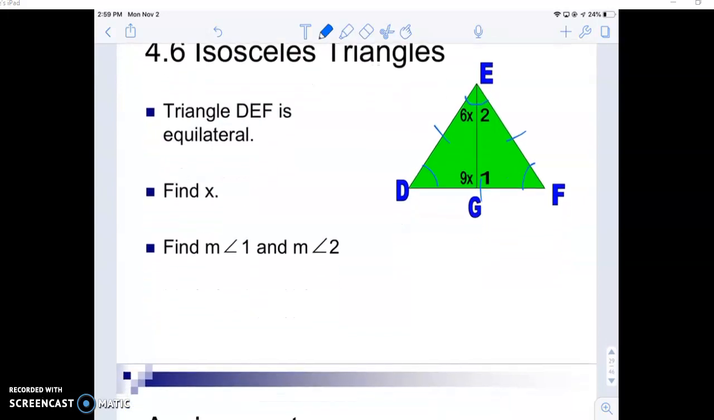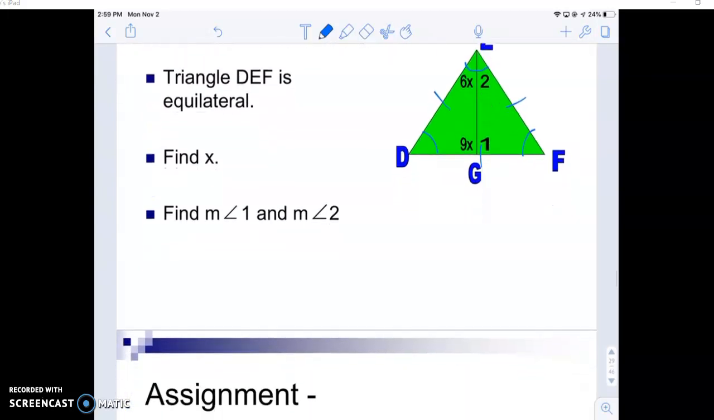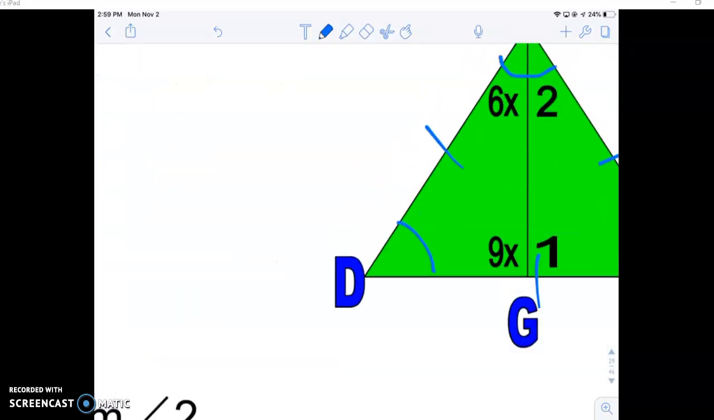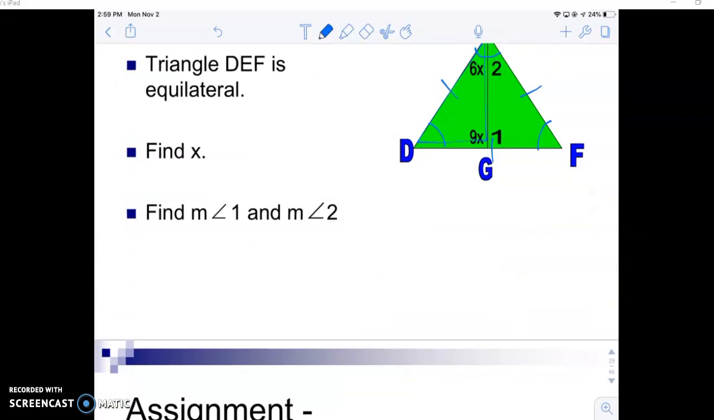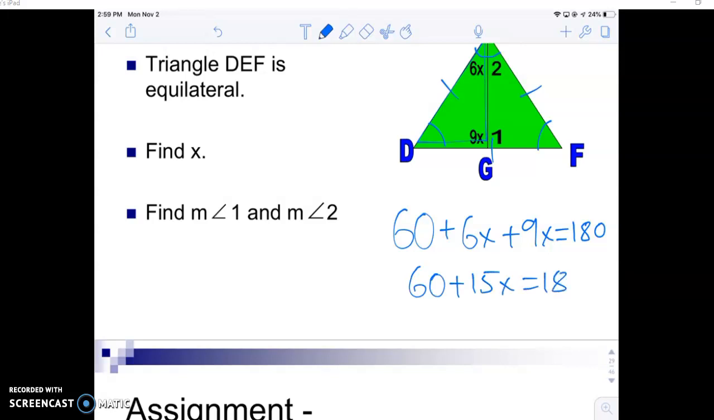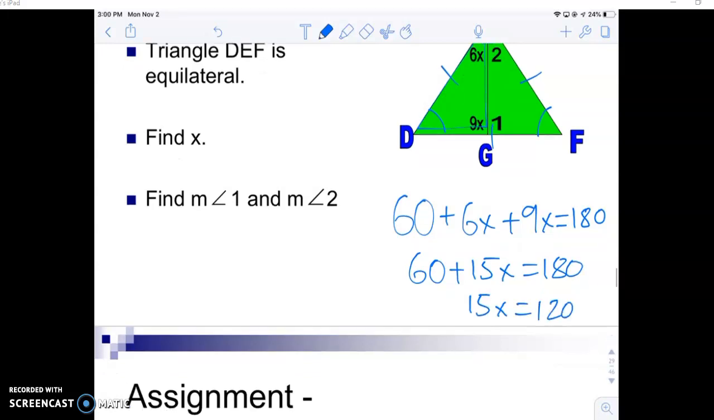So we can't just assume that it's being bisected like the last problem had us do. What we need to do is look at this triangle first. I know that that angle there is equal to 60 plus 6x plus 9x, and those three angles added up together give us 180. It's a triangle, so those angles add up to 180. We're just going to solve for x right here. So 60 plus 15x equals 180. Subtract 60 from both sides and you get 15x equals 120.